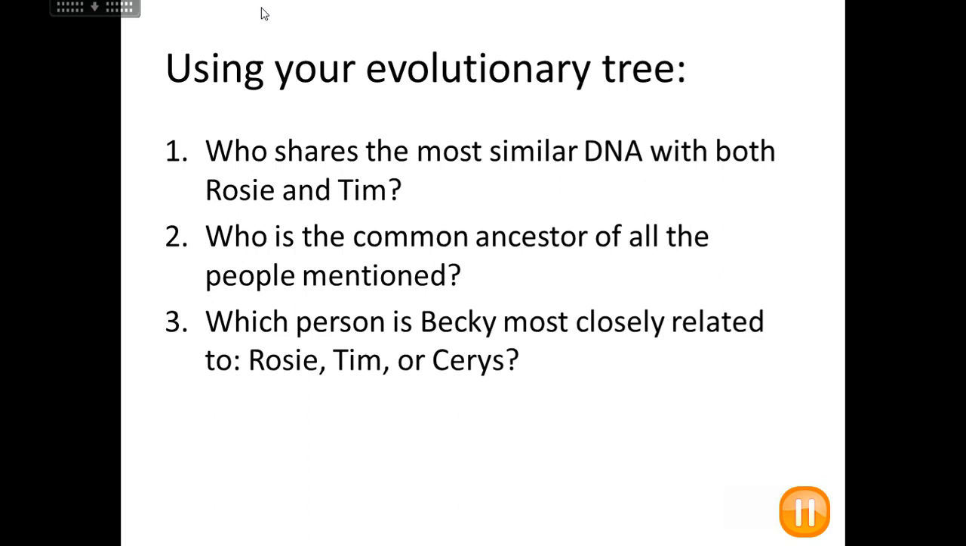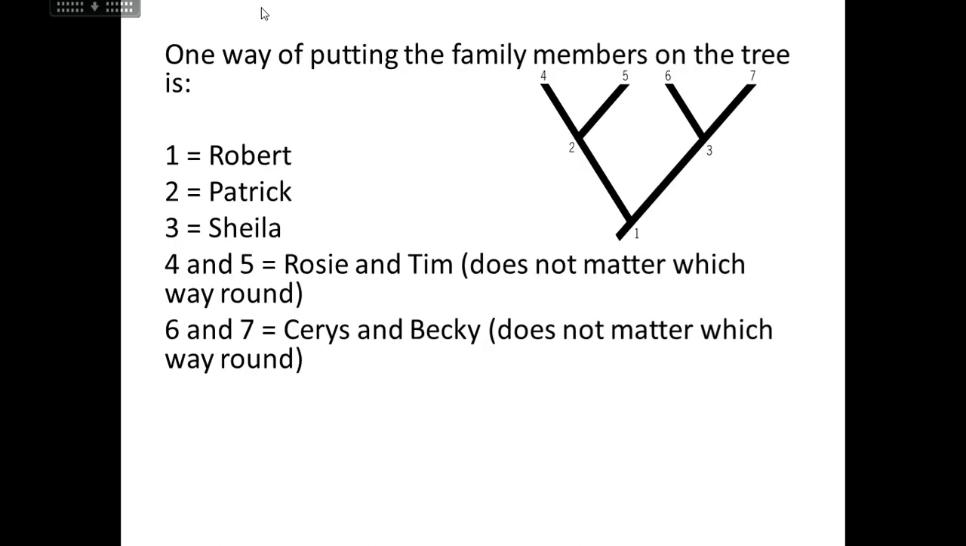So for number 1, who shares the most similar DNA with both Rosie and Tim? If we assume Rosie and Tim are numbers 4 and 5, you need to just track back to the first branch. In this case, I've put Patrick. If you've done it a completely different way, that's absolutely fine, but just make sure you're looking for that closest link where Rosie and Tim meet at the same point. So in this example, it's Patrick.